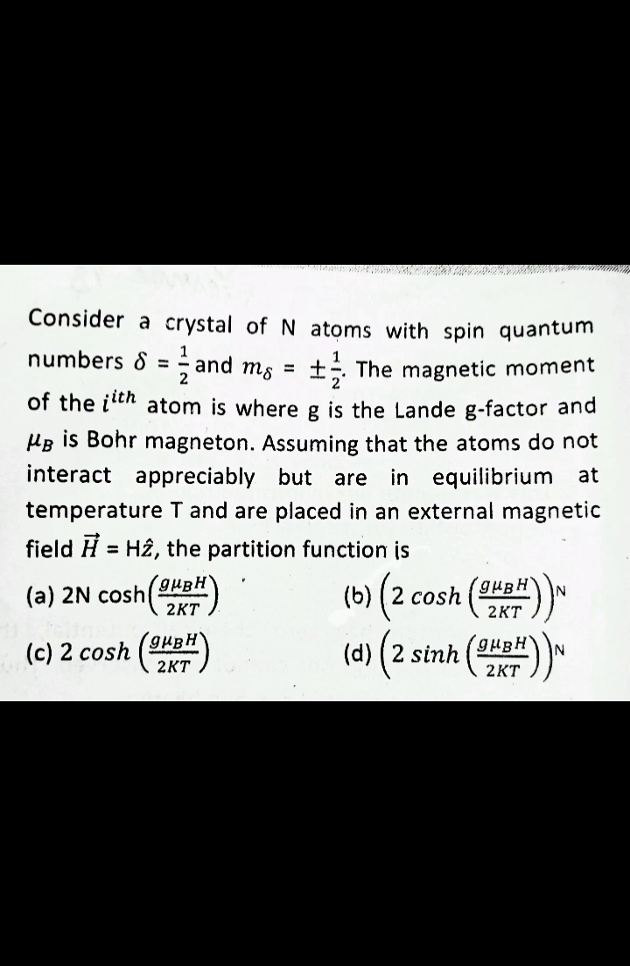Next question is, consider a crystal of N atoms with spin quantum number s = 1/2 and m_s = ±1/2. The magnetic moment of the ith atom is given, where g is the Landé g factor and μ_B is the Bohr magneton. Assuming that the atoms do not interact appreciably but are in thermal equilibrium at temperature T and are placed in an external magnetic field H = H ẑ, then the partition function is dash.